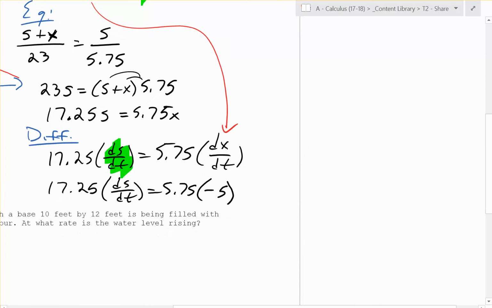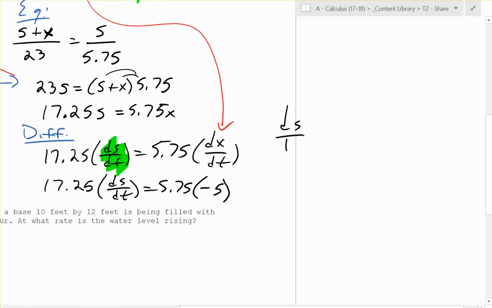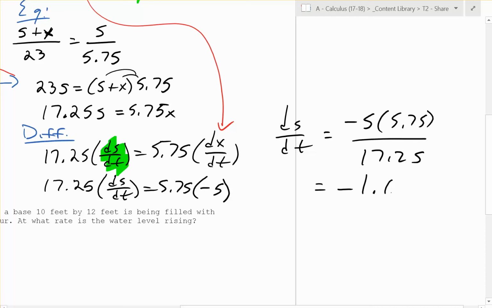So you know, therefore, that ds/dt is equal to negative 5 times 5.75 over 17.25. And when you do that out, you end up with negative 1.66 repeating feet per second, because this is the length of the shadow. And it should be negative because it's getting shorter.